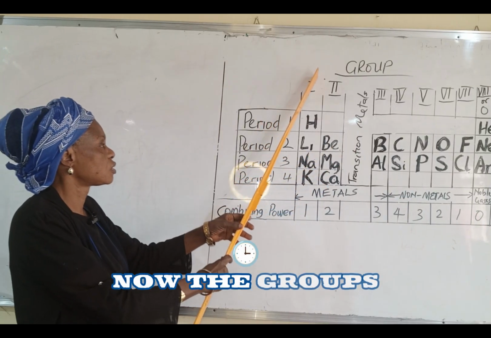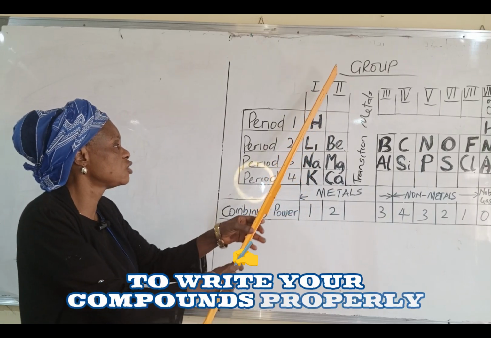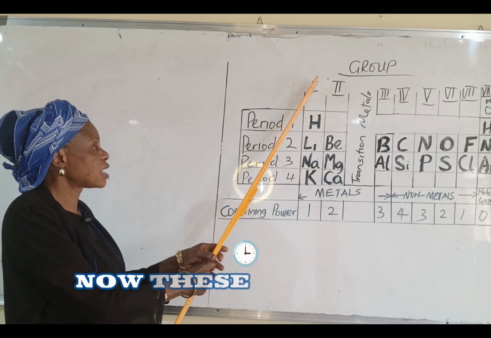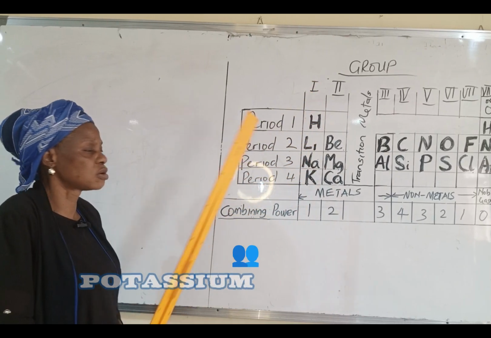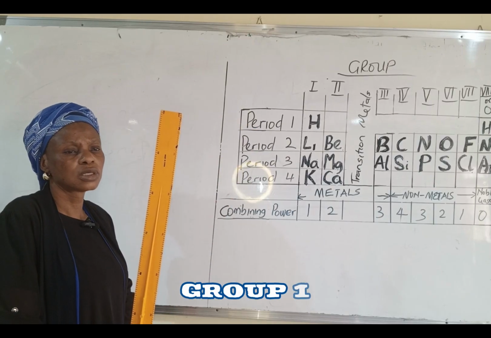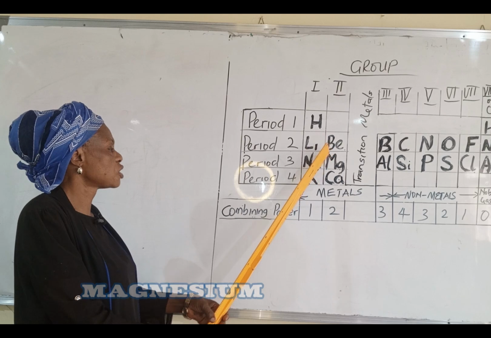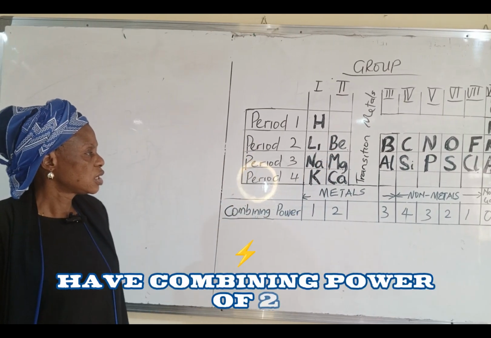Now the groups are what we use to form your compound. To write your compounds properly, you need to know the group the elements belong to. Now these elements are in group 1: hydrogen, lithium, sodium, potassium. They are the elements in group 1, so they have combining power of 1. Beryllium, magnesium, calcium, they are in group 2. They have combining power of 2.